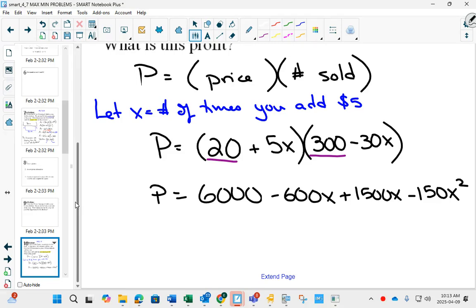Is it a parabola? Yeah. It's got the x squared. Does it open up or open down? It opens down because the x squared is minus. So you're going to have a maximum, which is what we want. I'm going to rewrite it with the x squared first. I'm going to combine those like terms.